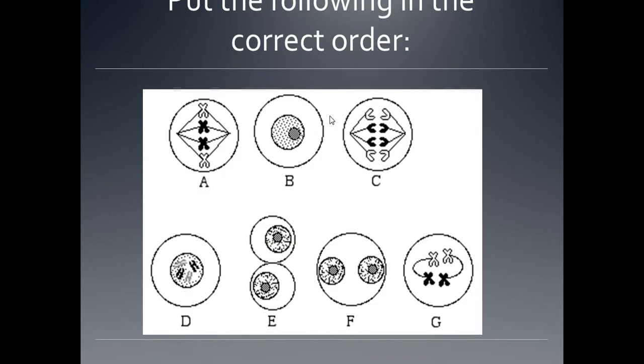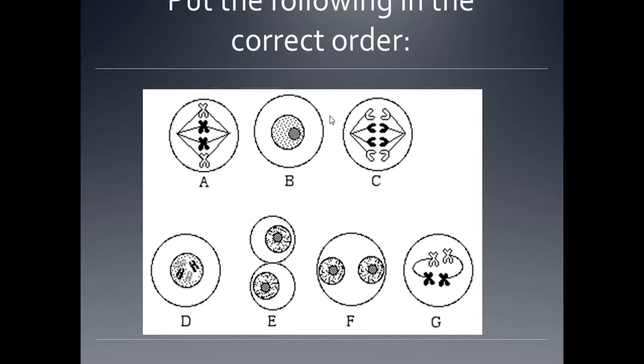So part of your assignment today is to answer this question. Put the following in the correct order, and I can guarantee you that this question is going to be on the chapter test at the end of Unit 4, or a similar one. So you have pictures labeled A through G. You need to put them in the correct order using the letters underneath each picture. Just a couple of hints to remember.